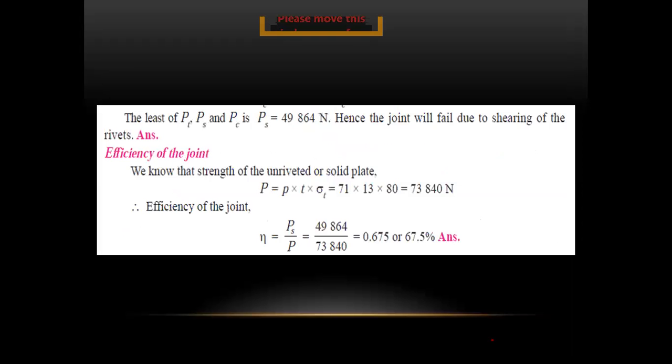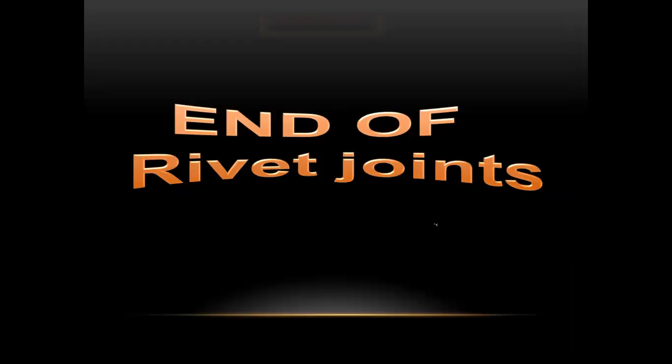Then efficiency. The least is this one. So here the joint will fail due to shearing of the rivets. For efficiency, when we find the solid plate strength, we get 73. So the least is 49 divided by 7840, and we get 67.5%, right?